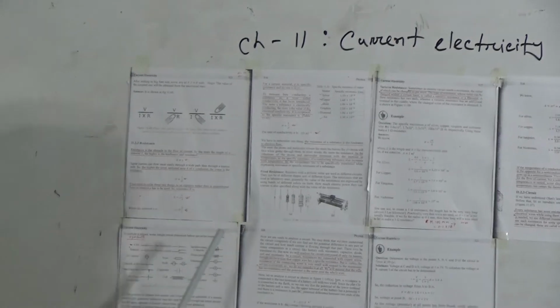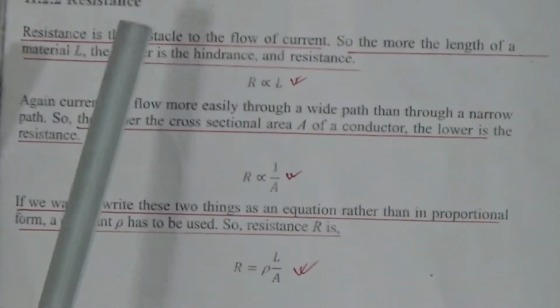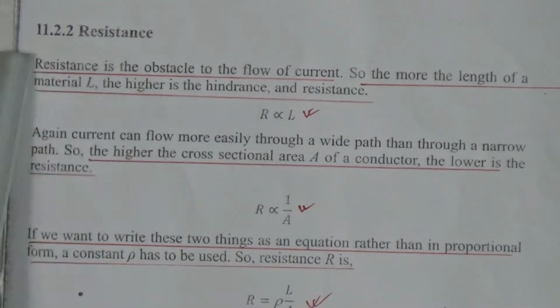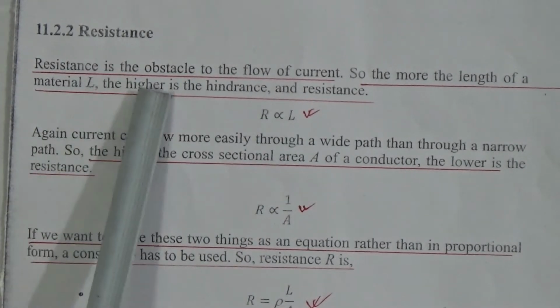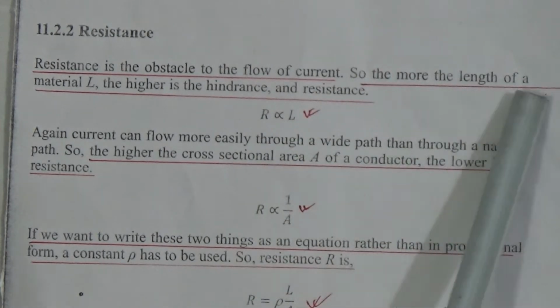In our previous class we have already discussed Ohm's law, and in this class we want to start from resistance. What is resistance? Resistance is the obstacle to the flow of current. My dear students, underline this definition. What is resistance? Resistance is the obstacle to the flow of current.